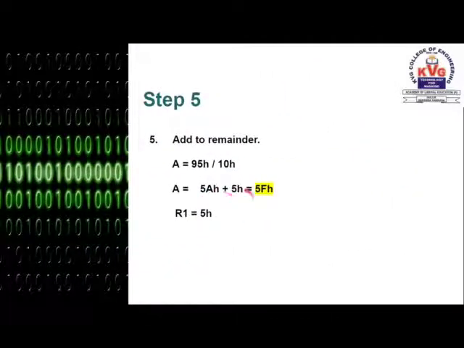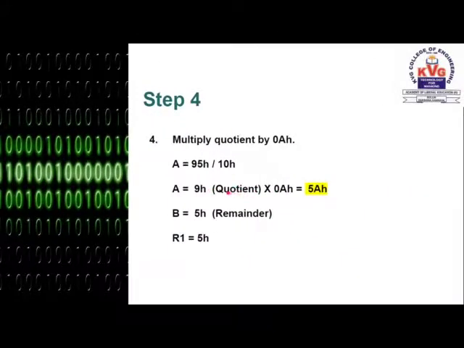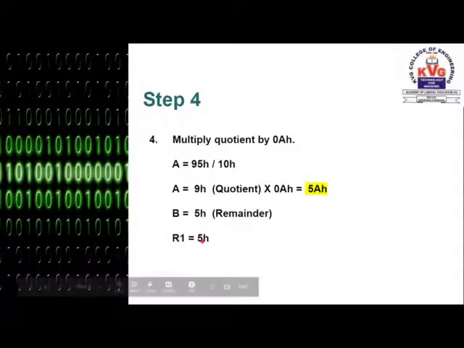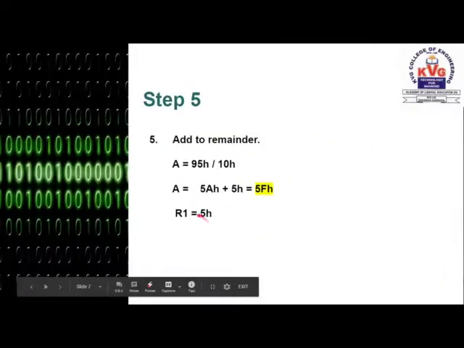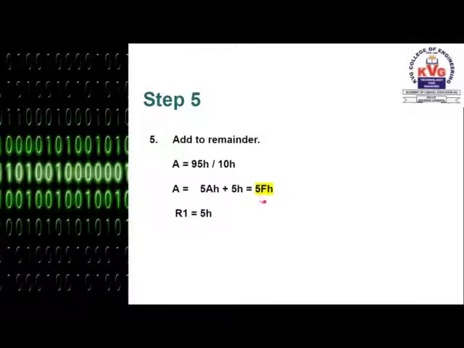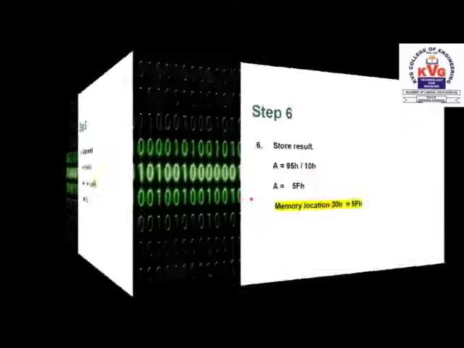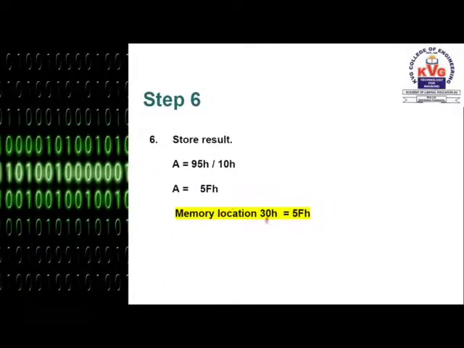The next step is to add the remainder 5h to 5Ah. In the previous step, when we multiplied 0Ah by 9, the quotient got 5Ah. Now we have to add 5Ah and 5. So 5Ah plus 5h is 5Fh. The hexadecimal equivalent of 95 decimal is 5Fh. We go ahead and store the result in the memory location 30h. That is the last step of the algorithm.